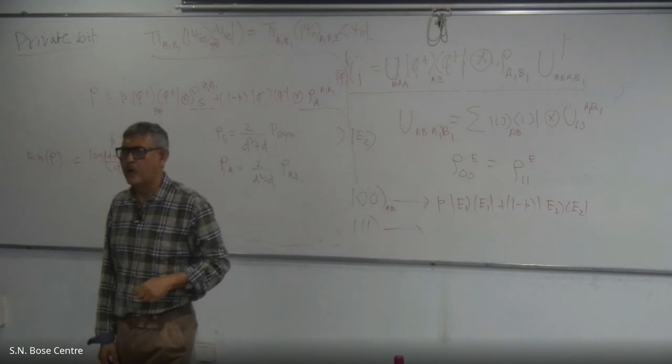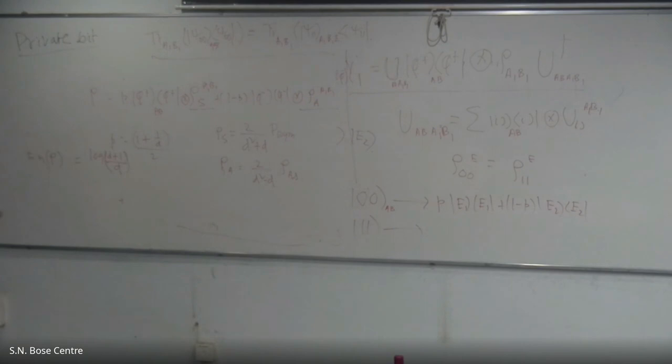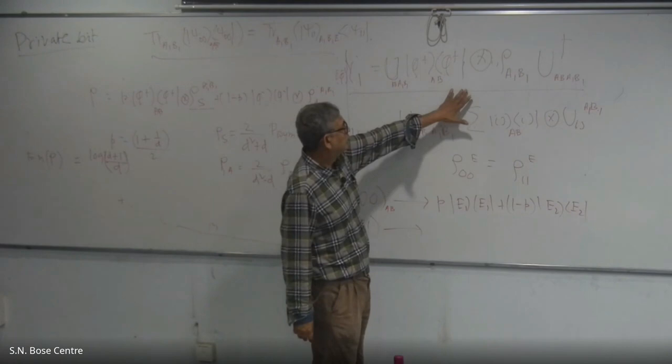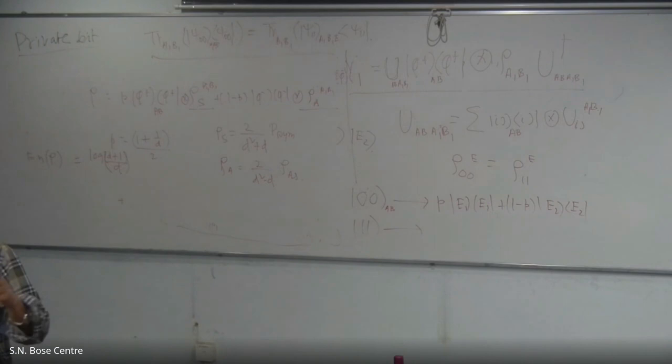Now, this state may have one bit of entanglement, because the simplest case is you can take a Bell state tensor a ρ. But the question is whether you can get some states. The interesting part is whether you can have some state where the distillable entanglement is strictly less than one unit, and still you can get one private bit. This is the most important question.